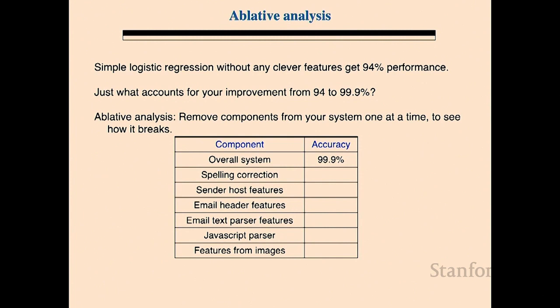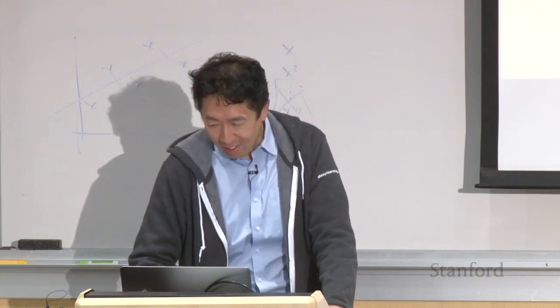accuracy. So in ablative analysis, what you would do is remove the components one at a time to see how it breaks, right? Just now, we were adding to the system by making components perfect with error analysis to see how it improves. Here, we're going to remove things one at a time. Oh, did not mean to remove that. Let's figure out what's going on with PowerPoint. All right, remove things one at a time to see how it breaks.